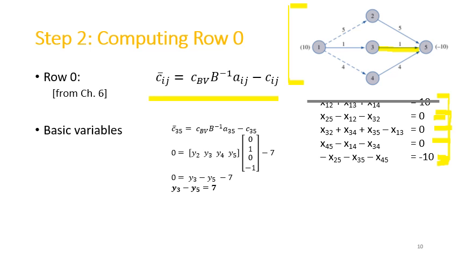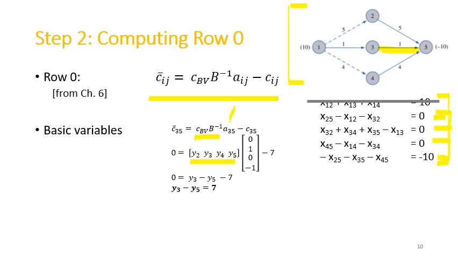You can notice here that x35 is a basic variable. See, the arc is a solid arc, so x35 is a basic variable. So we're going to compute the coefficient of x35 in row 0. We expand this equation. CBV B inverse. From the previous slide, we defined the CBV B inverse to be like this. Again, we are not computing CBV B inverse. We simply define the CBV B inverse equals y2, y3, y4, and y5.